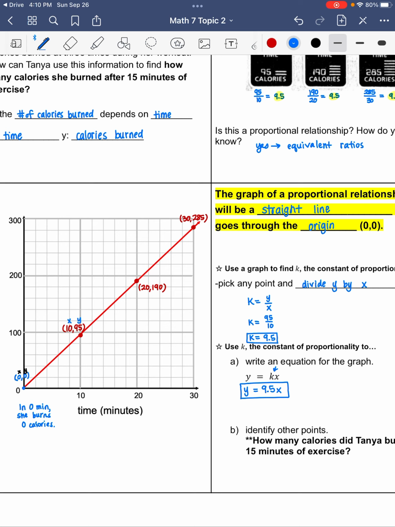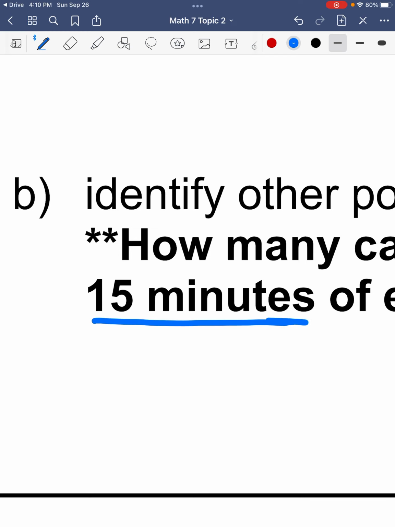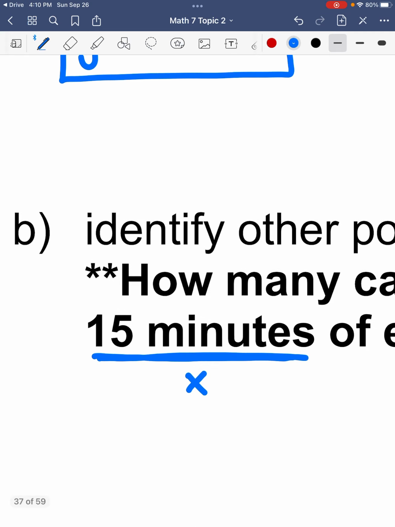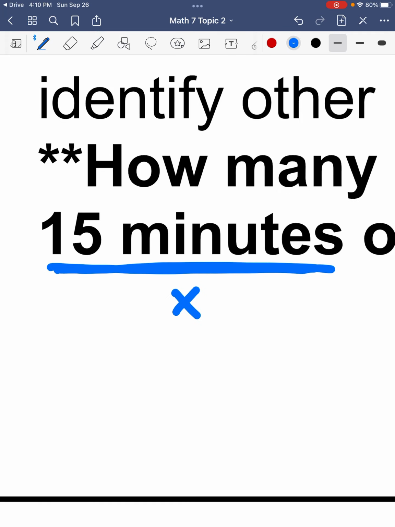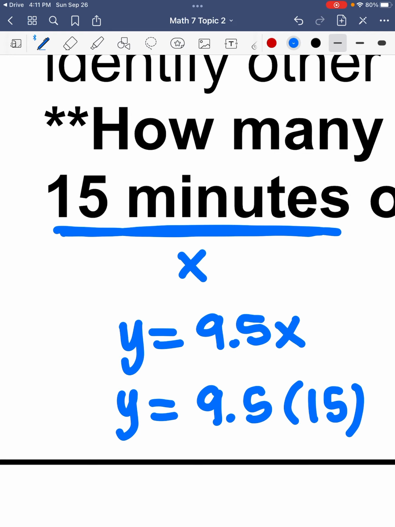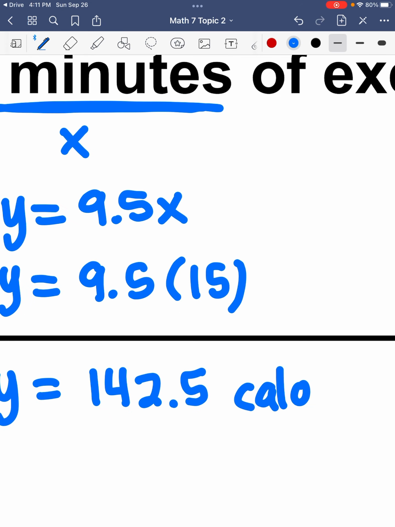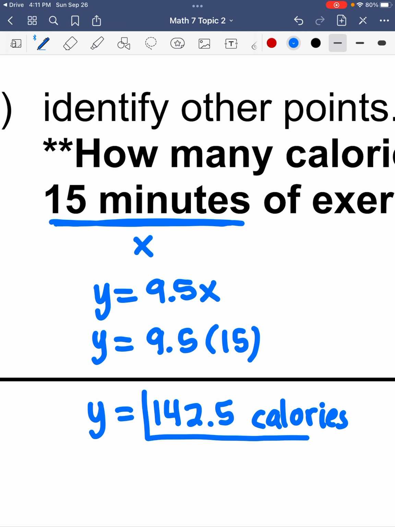And in part B, we can also use that constant of proportionality to identify other points. So the question asked earlier at the very beginning was, how many calories did Tanya burn in 15 minutes of exercise? Okay, well, 15 minutes. Minutes, remember, was on the x-axis. So I'm going to plug in 15 for my x value into my equation that we wrote right above. So y equals 9.5 times x. So y equals 9.5 times 15. And I'm going to put that into my calculator. And 9.5 times 15, when I put that into my calculator, I get y equals 142.5. And we know that these are calories burned. So 142.5 calories.